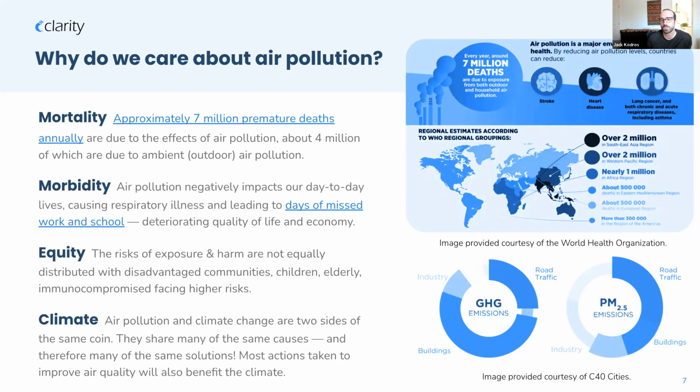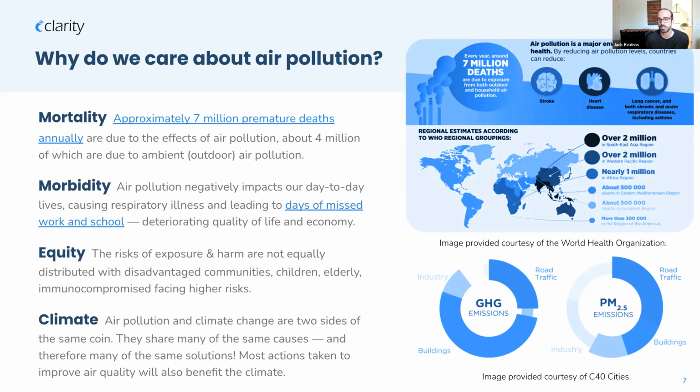In addition, there are important questions about equality, environmental justice, and environmental racism as it relates to air pollution, both in the United States and globally. The risks of exposure and harm are not equally distributed. Disadvantaged communities and communities of color in the United States have been shown to be exposed to higher levels of air pollution. In addition, people of different age groups, like children and the elderly, are often more susceptible to the health outcomes of air pollution. In addition, people with pre-existing conditions, especially respiratory conditions, are also more susceptible to health outcomes of air pollution.